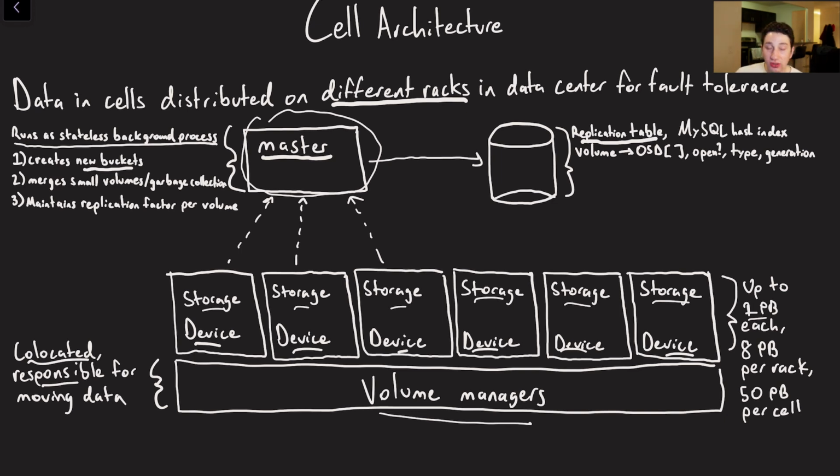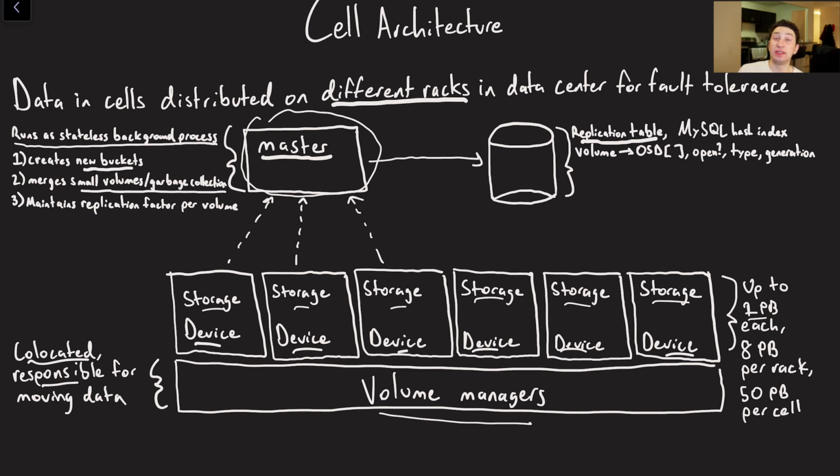Now, it's worth noting that the master is completely a background process, right? If the master goes down, writes and reads can still happen from this cell. The master has nothing to do with that. That being said, new buckets will stop being created, and so after a couple of minutes, it's possible that we won't be able to write to this cell anymore, and then we're going to have to pick new cells to forward our writes to.